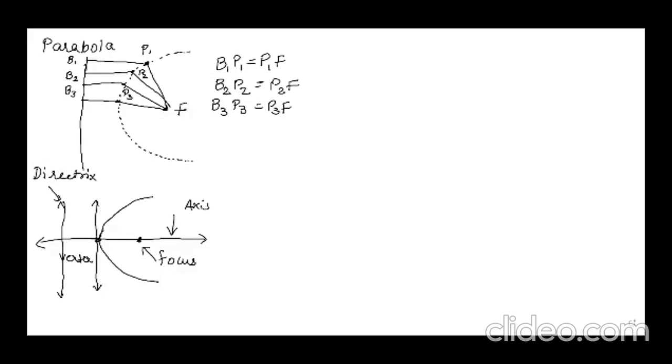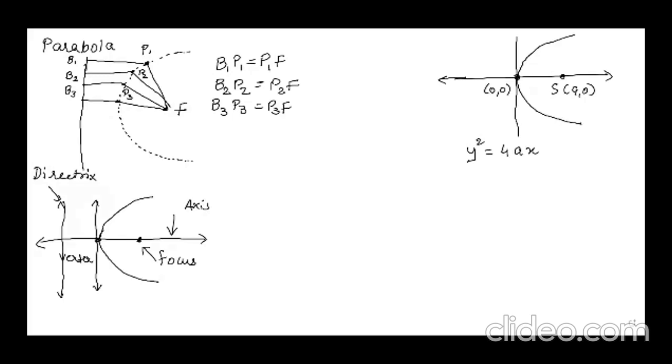The orientation of this curve can differ, and accordingly we will take the standard equation of parabola. That is, if my parabola is opening towards the positive direction of x-axis, see, this is my vertex origin, and if this is my focus at a,0, then you can see that the parabola is opening towards the positive direction of x-axis. That's why I will take the equation of this parabola as y square is equal to 4ax, right?